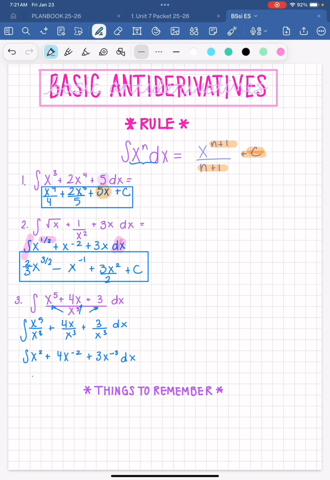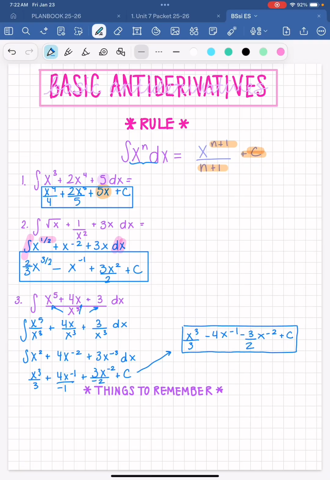We're going to add 1 to the power, x cubed over 3, plus 4x to the negative 1 over negative 1, plus 3x to the negative 2 over negative 2, plus c, and then we are going to rewrite that a little bit nicer. X cubed over 3 is the same as 1/3 x cubed, minus 4x to the negative 1, minus 3/2 x to the negative 2, plus c.